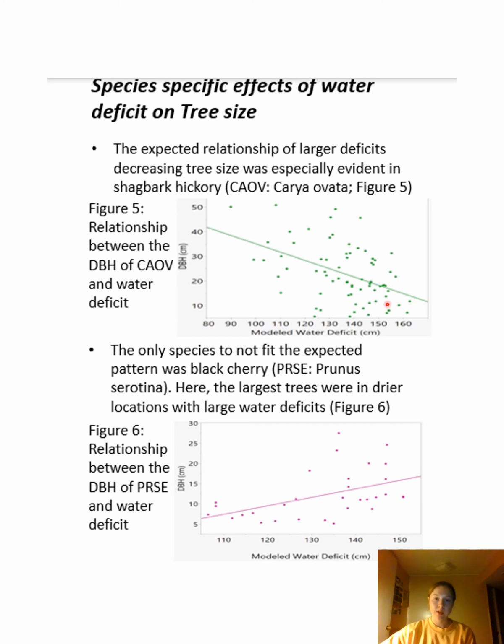And we can see that expressed in this shagbark hickory species, where these smaller trees are in fact showing to be more prevalent in these larger areas of water deficit. And the only tree species that did the opposite of what we expected was this black cherry tree, where the larger trees were actually in the areas of larger water deficit, which was pretty interesting.